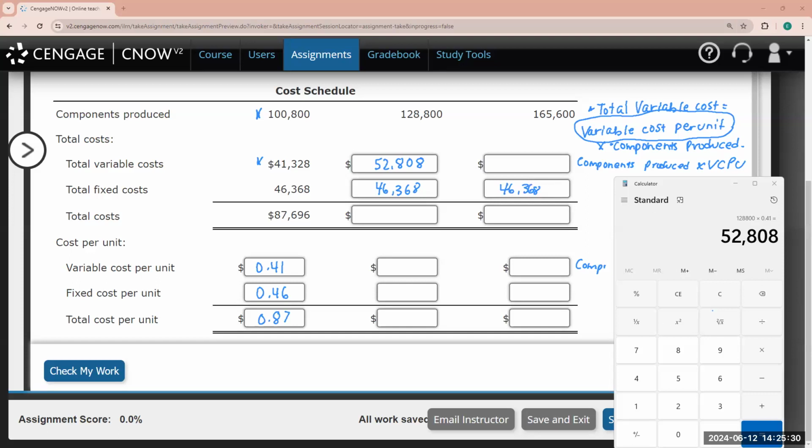All right, so we have this information now. We know both our variable costs. If we manufacture 128,800 units, we multiply the 128,800 units by 41 cents per unit, which gave us $52,808. And then from there, we add our fixed cost of $46,368. And that gives us a total cost of $99,176.